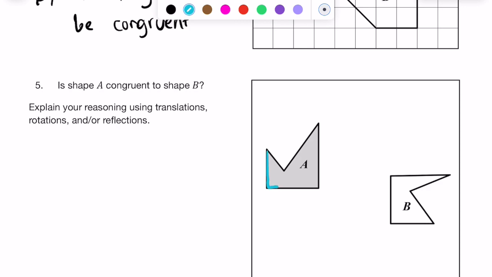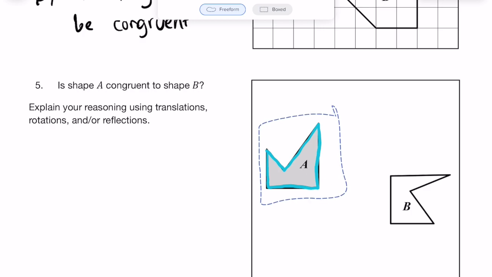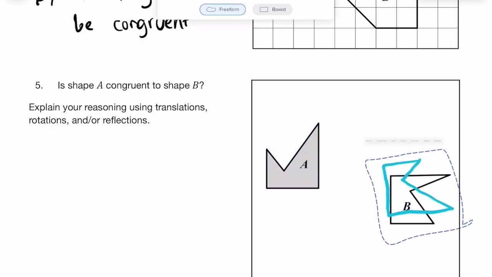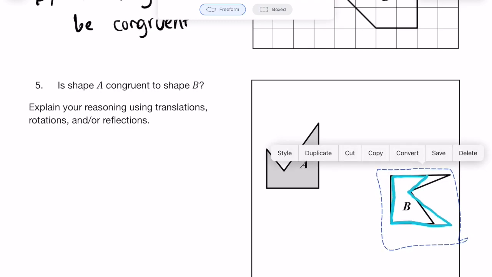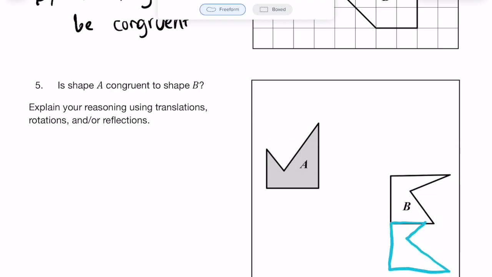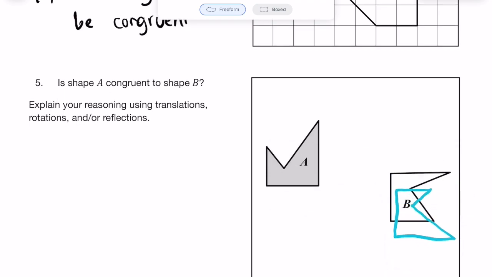So this is asking the same thing. Are these congruent? And explain using translations, reflections, and rotations. Tracing paper would honestly be better than what I have available using this on my iPad. But if I rotate it, it kind of looks aligned there. It's like, okay, maybe I just need to reflect it. But this isn't going to mirror in quite the right way. It's not going to perfectly align.